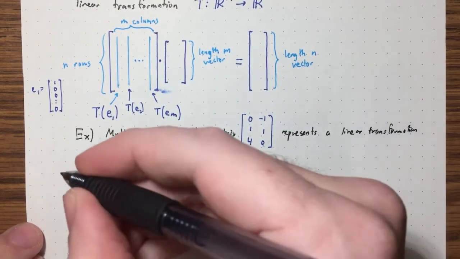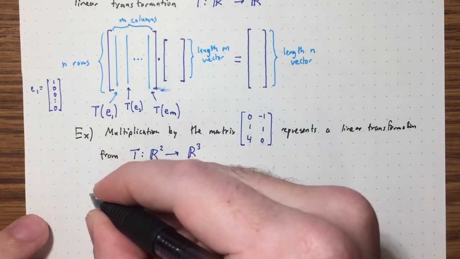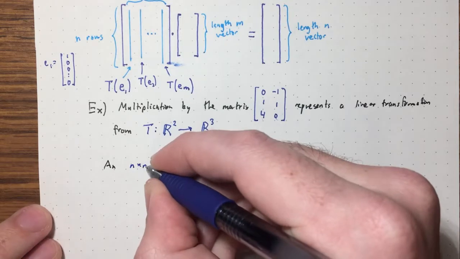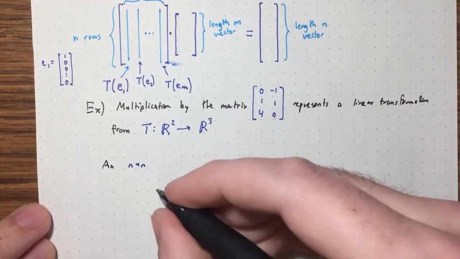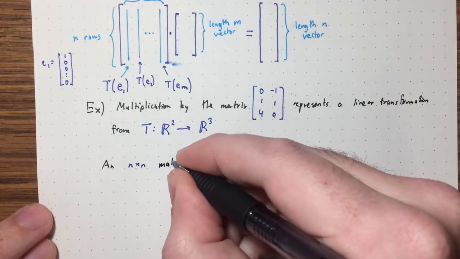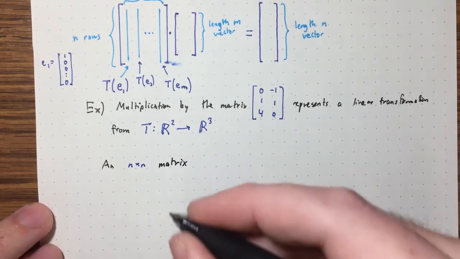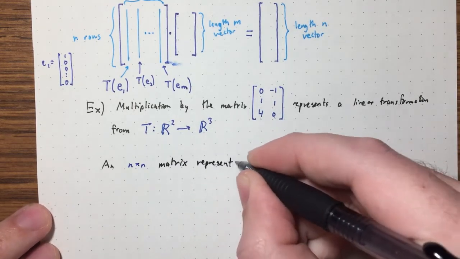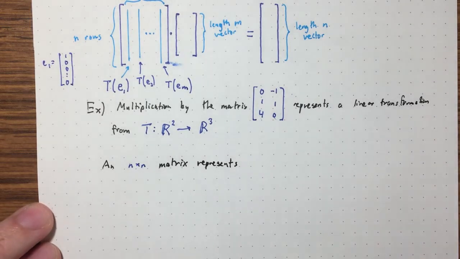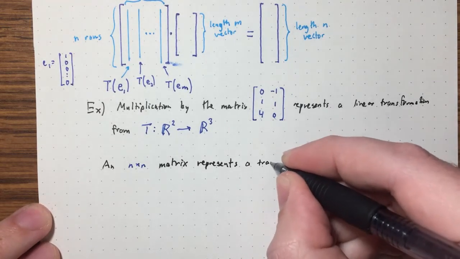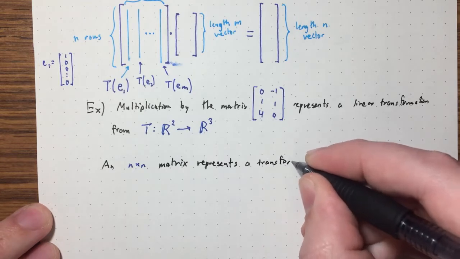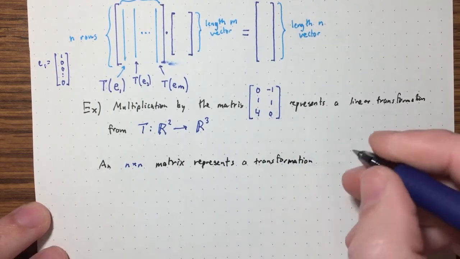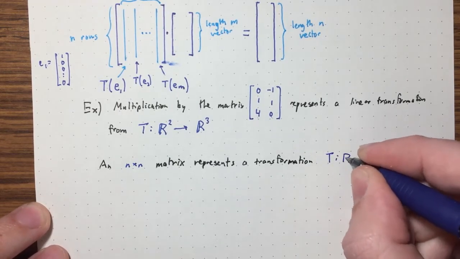Okay, so here's a special case. An n by n matrix, that is same number of columns as rows. What does that represent? These are special transformations. It represents a transformation, a linear transformation, I should say. So a linear transformation from Rn to itself.